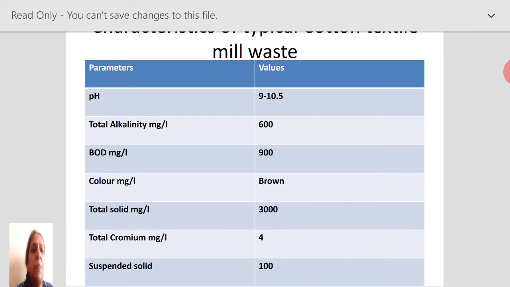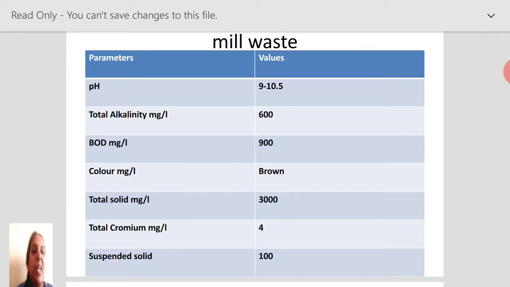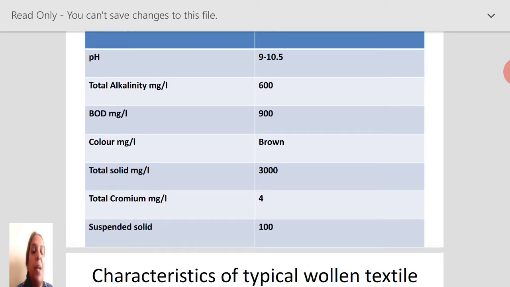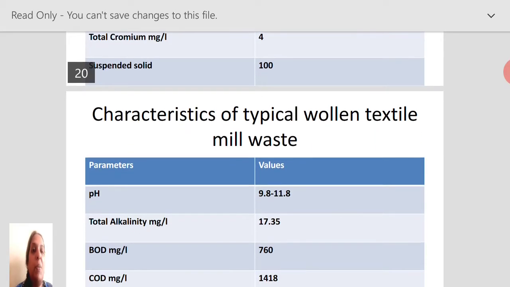So these are the characteristics of typical cotton textile mill waste. The pH is 9 to 10.5, that is in the alkaline range, total alkalinity is 600 milligram per liter, BOD is high at 900 milligram per liter, and the color is brown. This is for a typical cotton textile mill. If it also comprises dyeing units, then the color will depend upon the dye we apply. Total solids is 3000 milligram per liter, total chromium is 4 milligram per liter, and suspended solids is 100 milligram per liter.